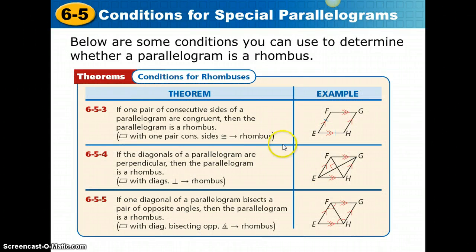Here are 3 more conditions for something being a rhombus. Again, we're starting off with the given condition in each one that they are parallelograms, not just quadrilaterals. If we have a parallelogram with one pair of consecutive sides that are congruent, then it's a rhombus. If we have a parallelogram where the diagonals are perpendicular, then it's a rhombus. If we have a parallelogram where the diagonals bisect a pair of opposite angles, then it is a rhombus.